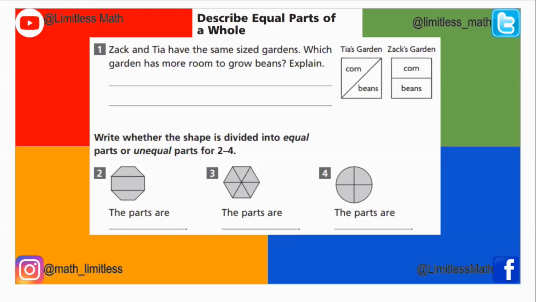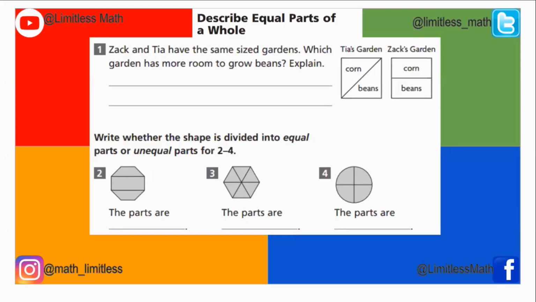Number 1, Zach and Tia had the same size gardens. Which garden has more room to grow beans? Explain. So if we look at our picture here, we have Tia's garden that's shaped like a square and Zach's garden that is also shaped like a square, and they are the exact same size. Tia splits her garden diagonally into 2 equal pieces, 2 halves. Zach also splits his garden into 2 equal pieces, 2 equal halves.